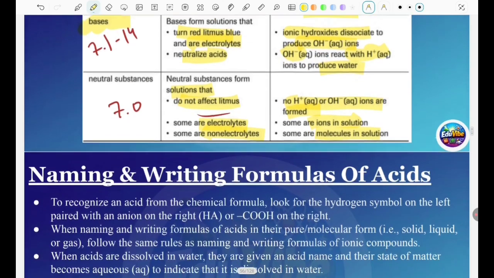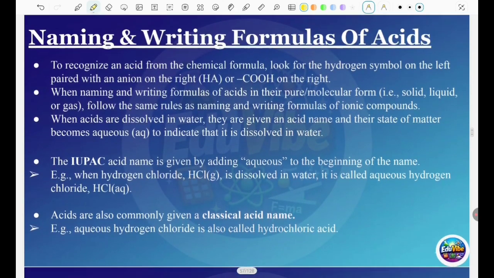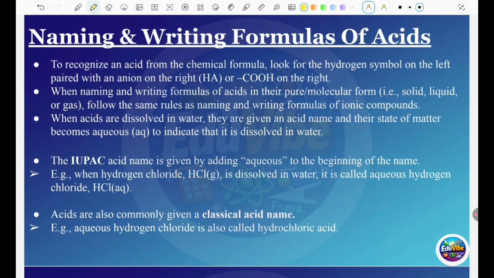For these lessons, you have to know how to name and write the formulas for acids and for bases. Bases are easy, but acids are somewhat difficult. In writing the formulas of acids, to recognize an acid from a chemical formula, look at the hydrogen symbol. If there is a hydrogen symbol on the left paired with an ion on the right, first try to recognize whether there is a hydrogen symbol or not.